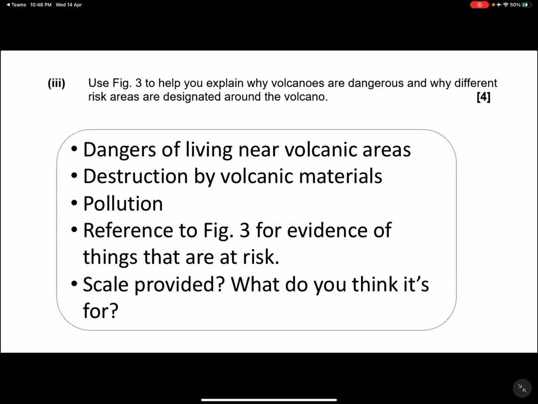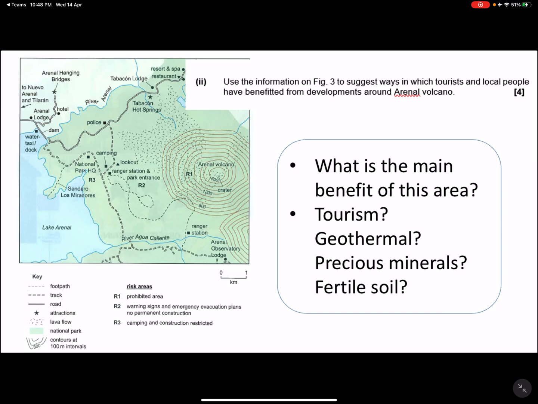So part 3, same thing, look at figure 3 again. They want you to explain why the volcanoes are dangerous and why different risk areas are designated around the volcano. So when you go back to the previous, the figure 3 here, you must be able to identify clearly there are 3 zones. Zone R1, which is the circumference that is very near the volcano, R2, slightly further away, and R3, a significant distance away. Okay, so R1 means you are within a kilometer of the crater itself, where you're in the direct impact of the crater. And any sort of eruption, you are in the immediate destruction zone.